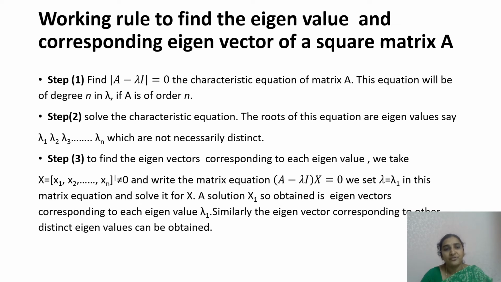Step 3. To find the eigenvectors corresponding to the eigenvalue, we take x is not equal to 0 and write the matrix A minus lambda I into x is equal to 0. We set lambda is equal to lambda 1 in this matrix equation and solve it for x. Our solution x1 so obtained is the eigenvector corresponding to the eigenvalue lambda 1. Similarly, the eigenvectors corresponding to the other distinct eigenvalues can be obtained.